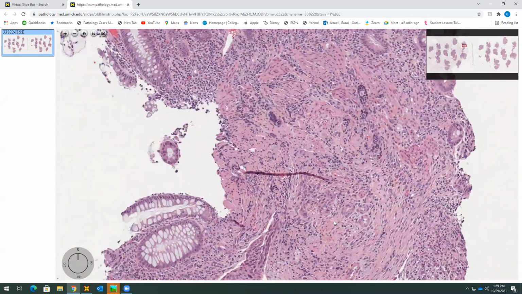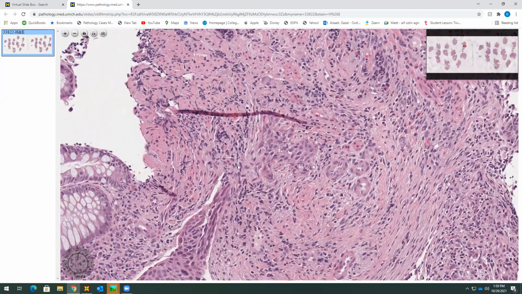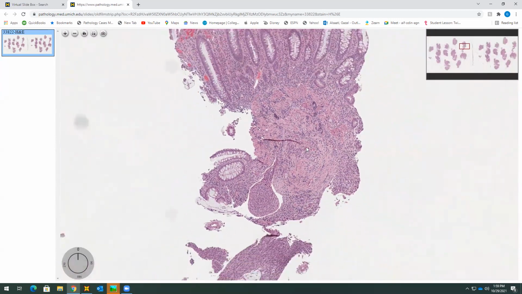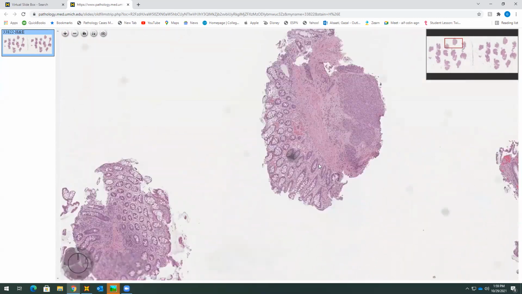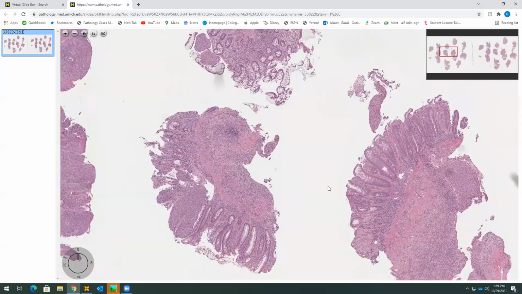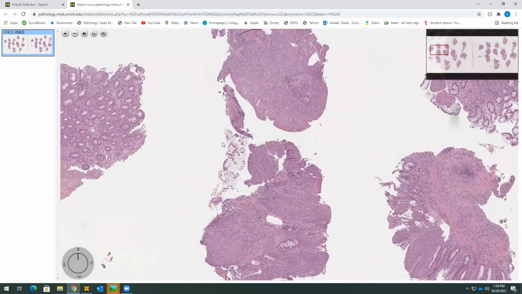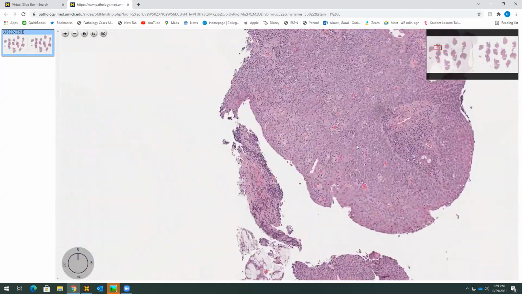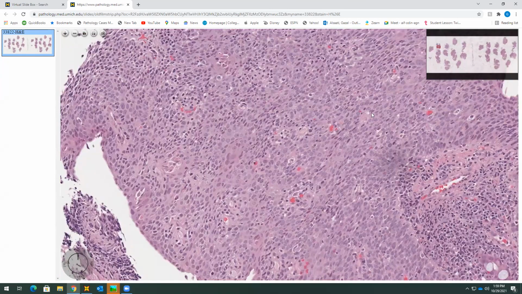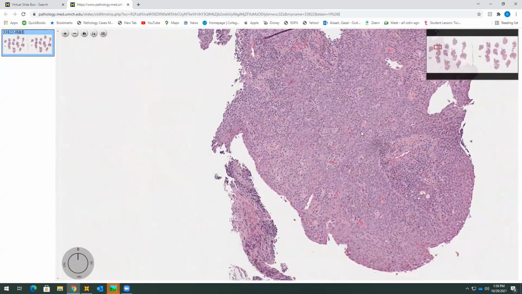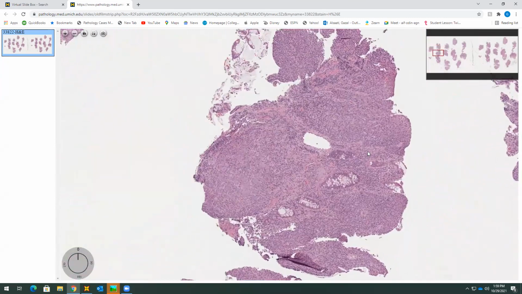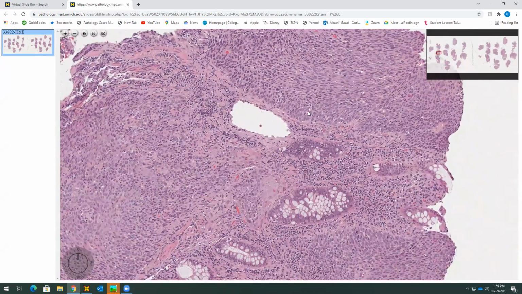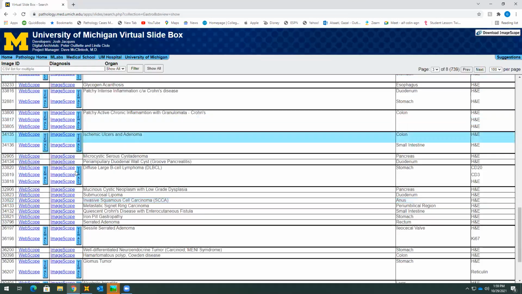Here, this is a nice focus of invasion. Look at that. But I would definitely do a P40, and that's it. That's all I would do on this case. Nothing else. I will call it right away. Maybe I'll call it even poorly differentiated carcinoma consistent with squamous cell carcinoma, or moderately to poorly differentiated squamous cell carcinoma. It depends on my day and how I feel. Okay. Moving on.